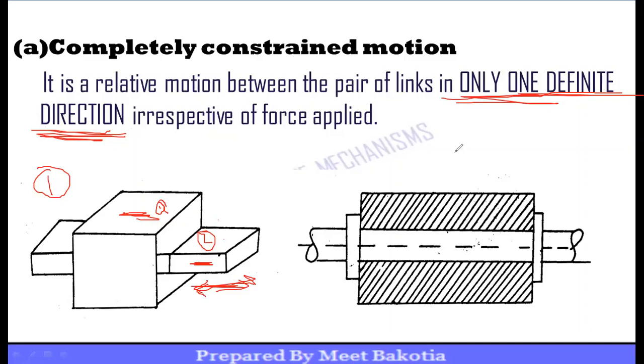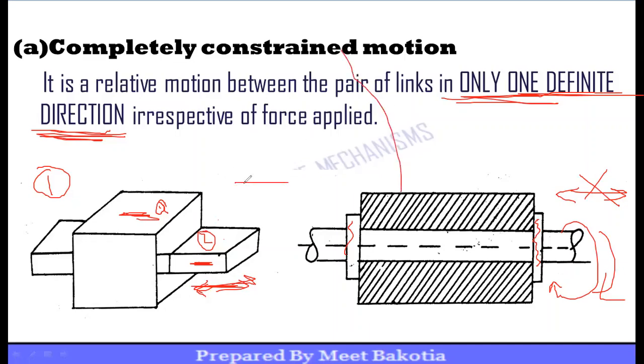Same way, in this second diagram that you see, guys, what will happen? This shaft, since it is fixed over here, won't reciprocate. It will only rotate. So only one and only one definite direction is possible. So this is also an example of a completely constrained motion.